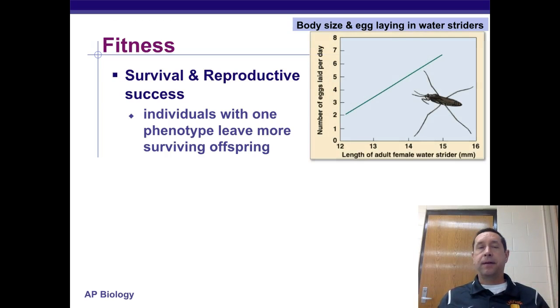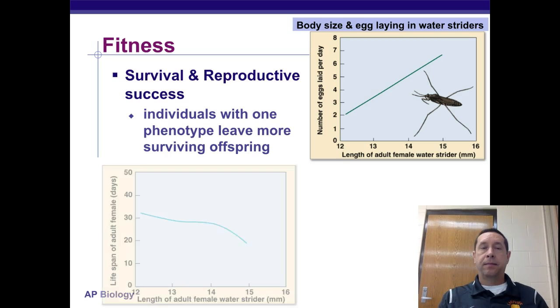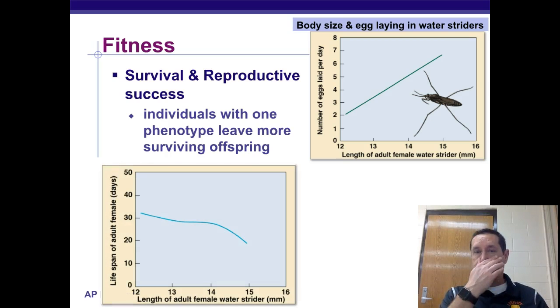Let's talk about this idea of fitness. So fitness has to do with the traits that make the individual most likely to survive and reproduce successfully in a given environment. So here we have water striders, which are those bugs that can walk on the water, if you will. So there's a couple of traits we can look at. We can look at body size and egg laying. The bigger they are, the more eggs they lay per day as an adult. You can see the graph there.